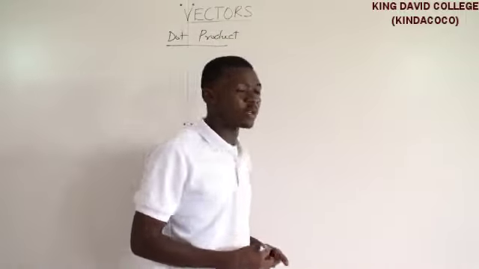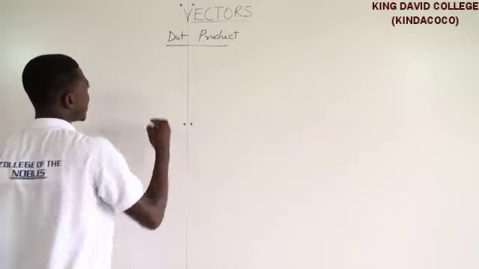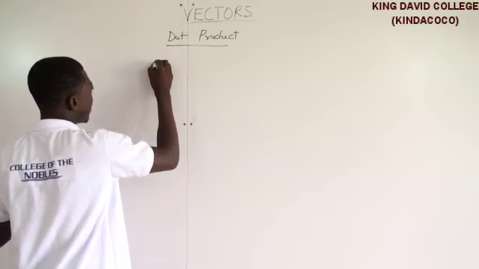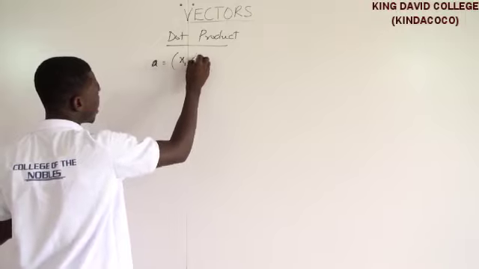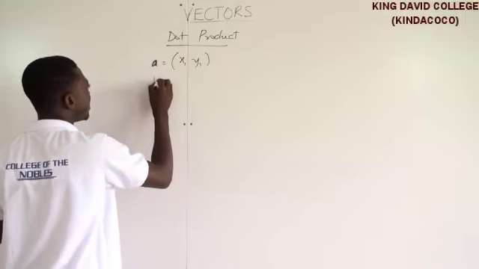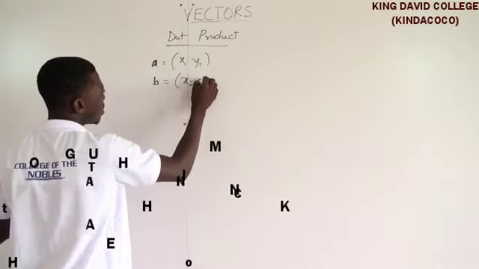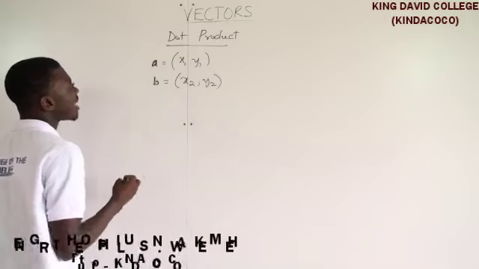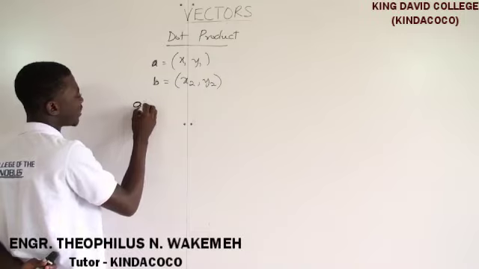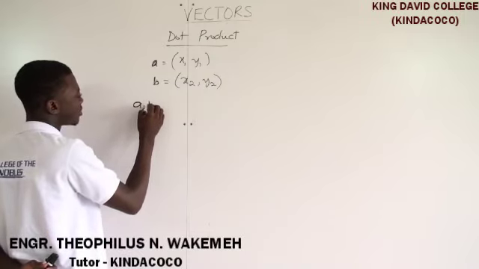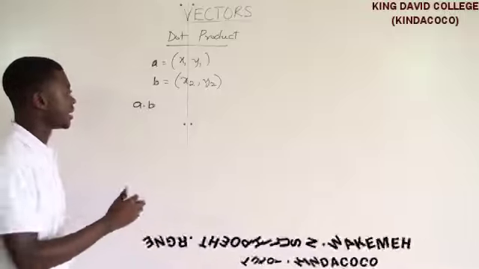So if you are having the dot product of vectors, what does it mean? Suppose you have a vector A, giving us x1, y1, and then vector B, giving us x2, y2. When I'm asked to find the dot product, that is the product of vector A and B, the dot product of A and B.